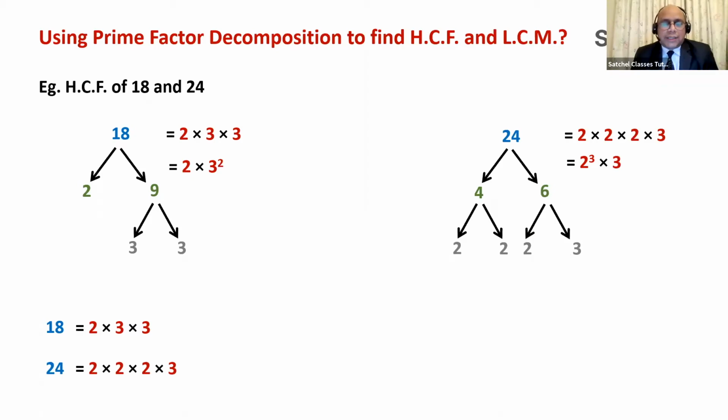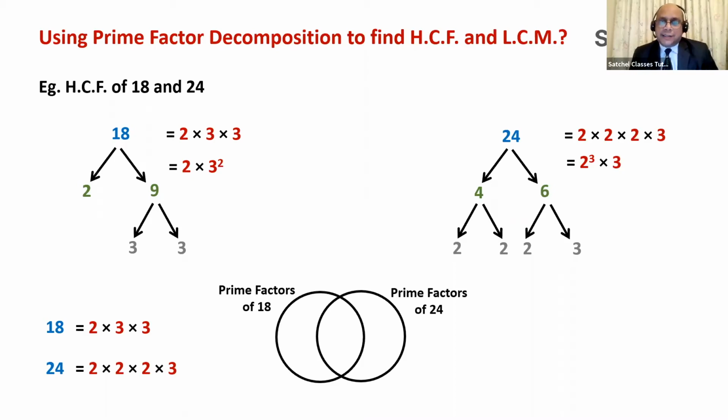For that, we need to construct a special diagram called a Venn diagram. Are you familiar with the Venn diagram? Well, it consists of two circles which are overlapping. One of the circles comprises the prime factors of 18 and the other one comprises the prime factors of 24. And the overlapping region comprises the prime factors which are common to both 18 and 24.